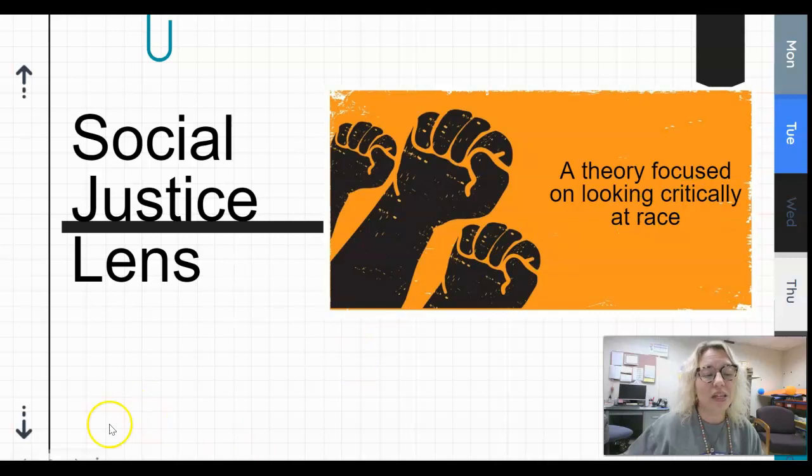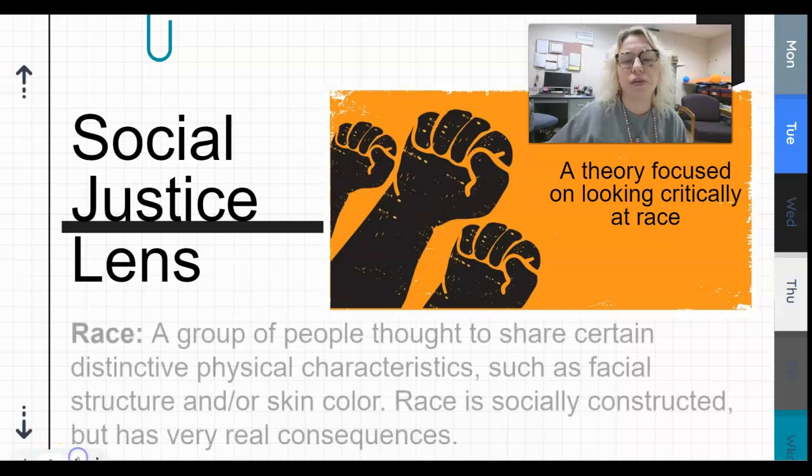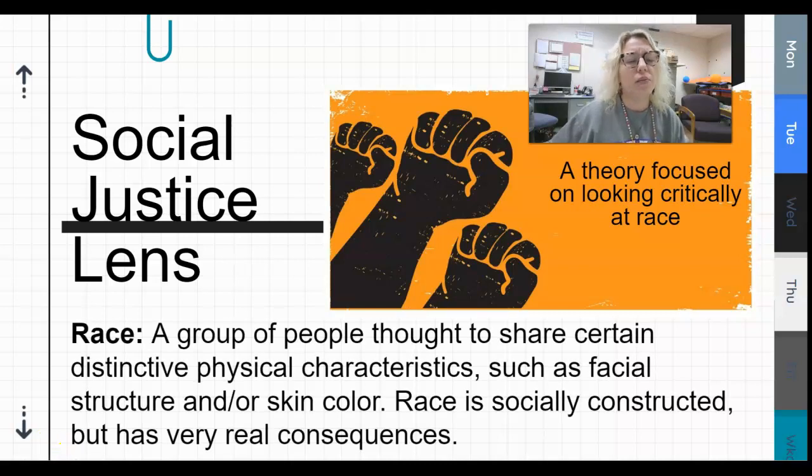What does race mean? Well, I have a definition for you here. This is the definition that we are using in our district with the help of a program called Courageous Conversations. Race is defined by this program as a group of people thought to share certain distinctive physical characteristics, such as facial structure and or skin color. Race is socially constructed, but has very real consequences.